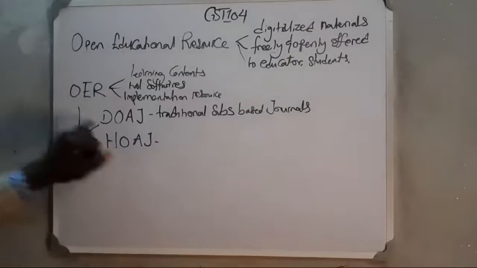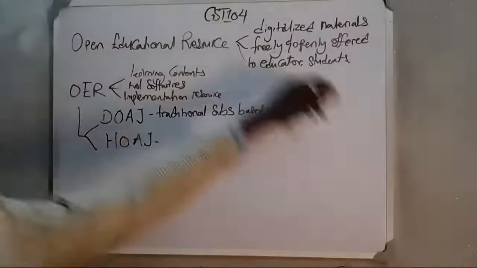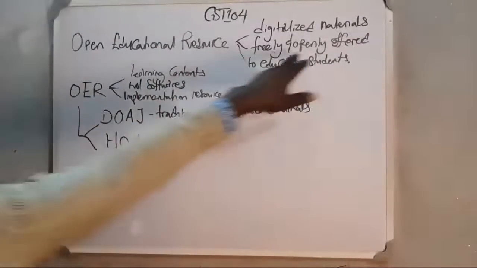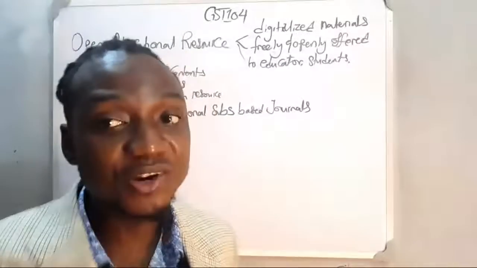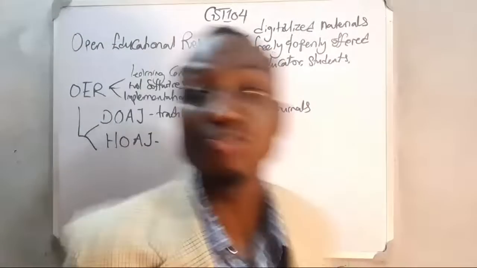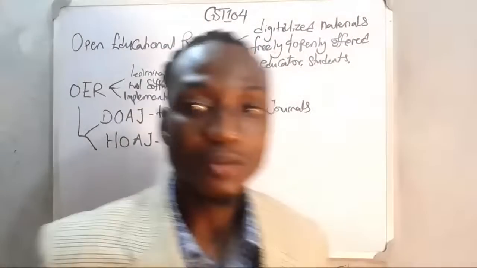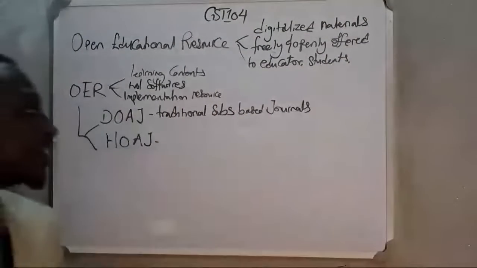And don't forget, it is an open educational resource. What do we call an open educational resource? They are digitalized materials, generally referred to as digitalized materials, freely and openly offered. So the word delayed doesn't mean it's not free; it eventually becomes free. But there's a preferential treatment for the first set of people who see this book, this article, or this material, before it eventually becomes free to all. So that's for the delayed.